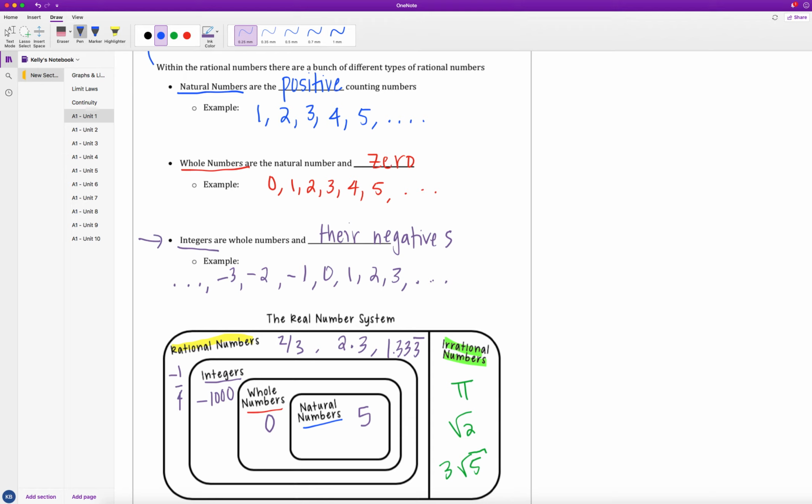So we can see that there are some examples like 2/3, this 2.3, and these other two that are just rational numbers that don't get to go inside of the integers box. Then there's some examples like negative 1,000 that's both a rational number and an integer. And then we also have a special case where 0 is a rational number, an integer, and a whole number. And then our most special case would be natural numbers. So 5, for example, is a rational number, an integer, a whole number, and a natural number.